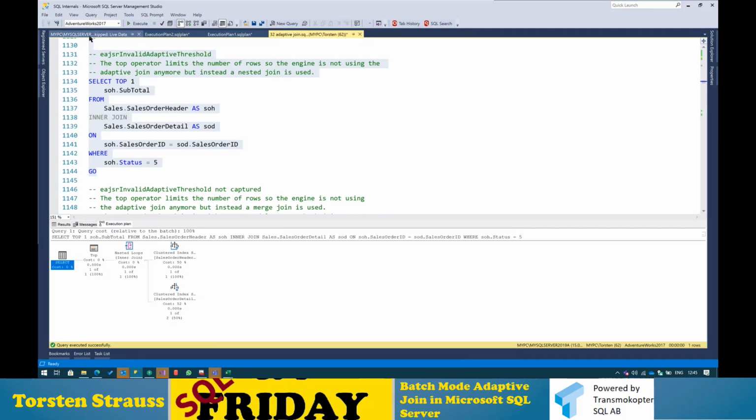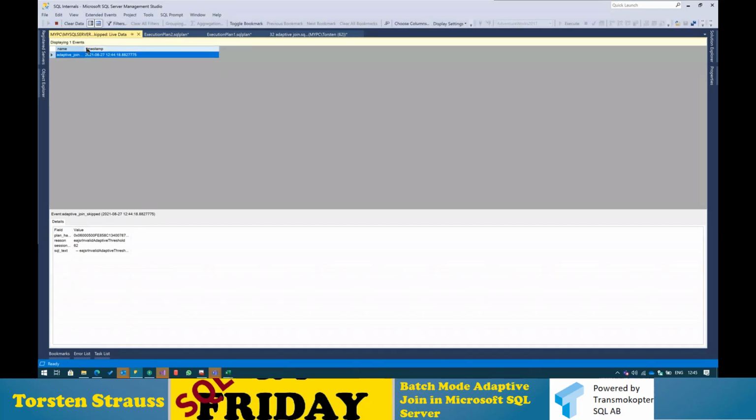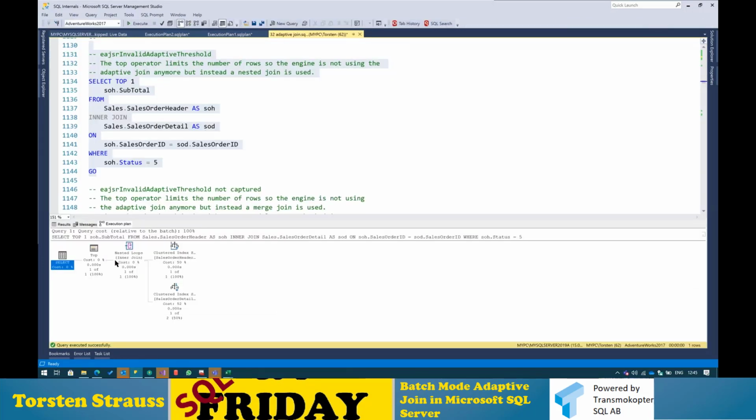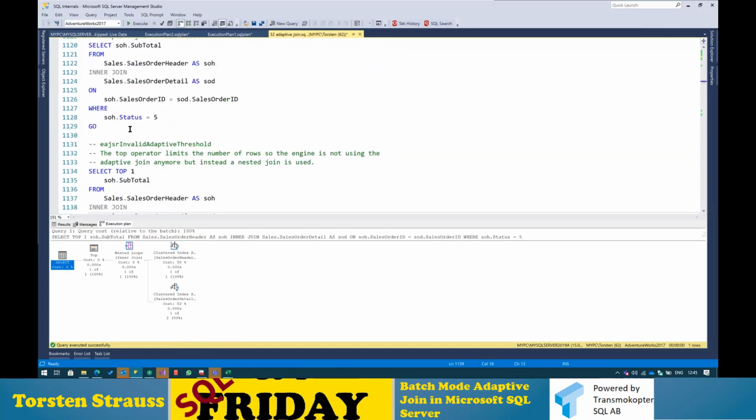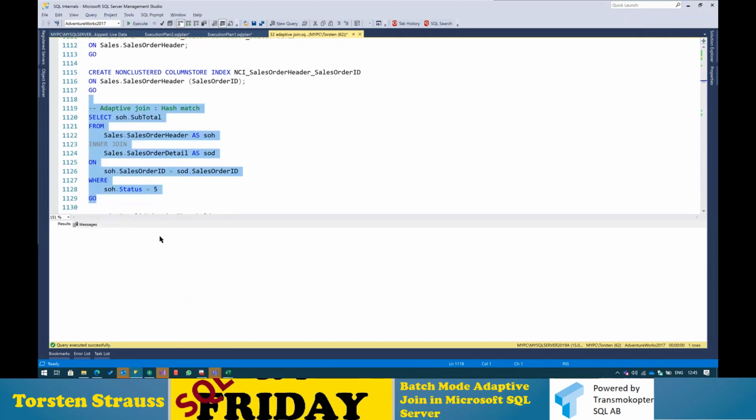So we can see in the extended event that there's one event, adaptive join skipped, and we have the plan handle, which we can now use in order to get the plan and all the SQL text. We can see a lot of information here, and we can see the invalid adaptive threshold. Yeah? And by the way, this threshold was already defined. We can see the threshold here.